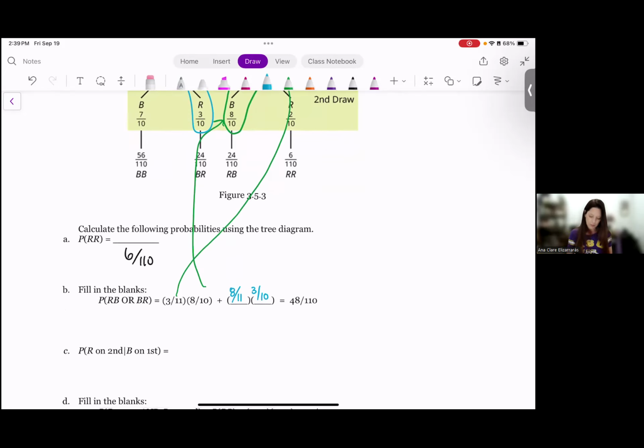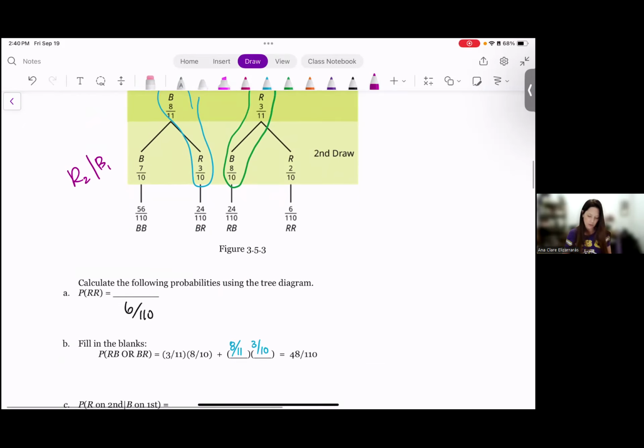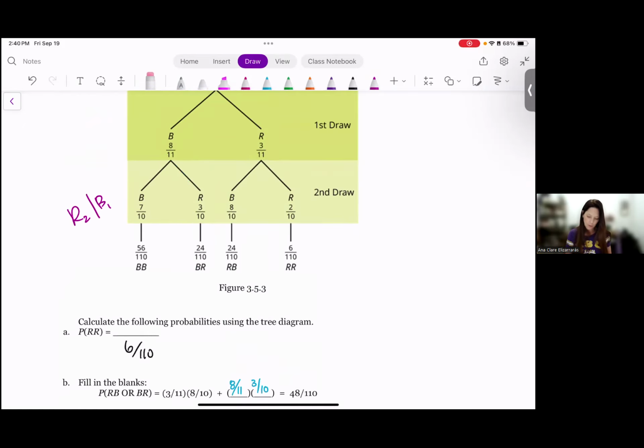Now, what is the probability that we got red on the second given blue on the first? Well, let's look at that branch and focus. Red on the second given blue on the first. That's what I'm focusing on. Okay. Red on the second, blue on the first. So I'm only caring about this group here to the left. And here is our probabilities. What is the probability of getting red? 3 out of 10.